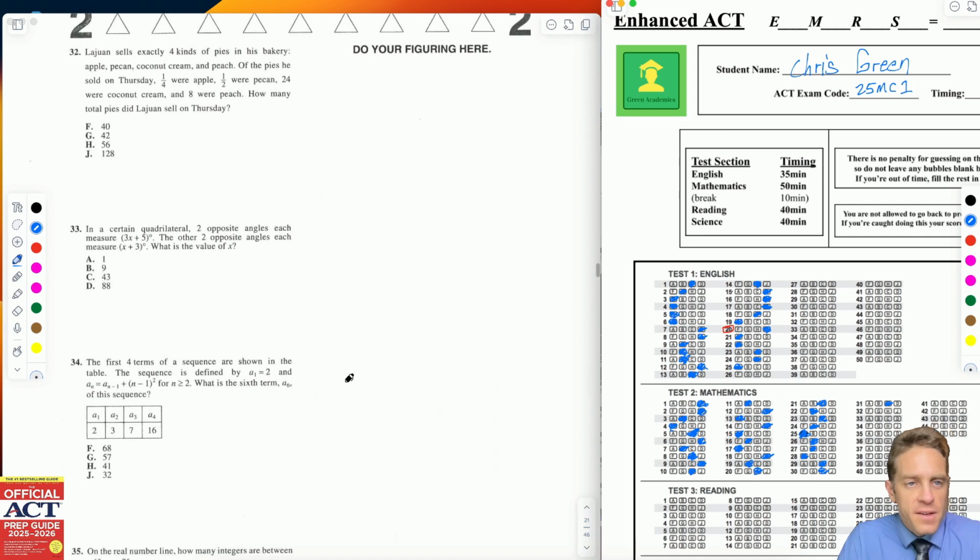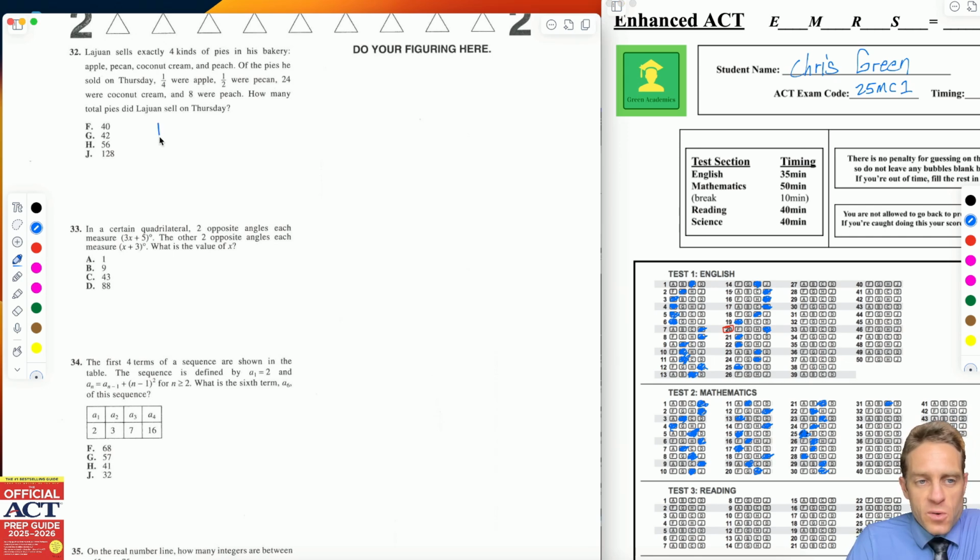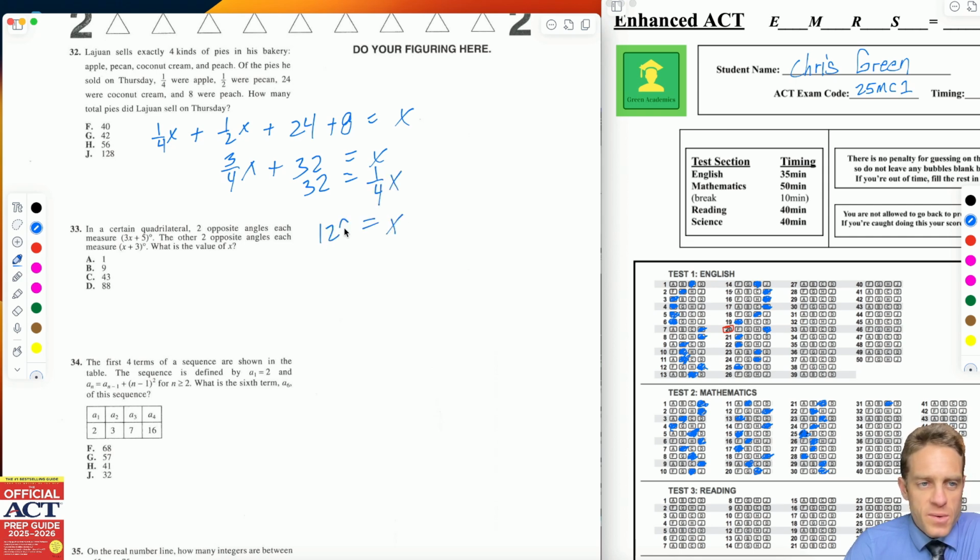Lejeune sells exactly 4 kinds of pies in his bakery: apple, pecan, coconut cream, and peach. Of the pies he sold on Thursday, a quarter were apple, half were pecan, 24 were coconut cream, and 8 were peach. But those have to add up to the total. So a quarter x plus a half x plus 24 plus 8 is x, the total. A quarter and a half makes 3/4, plus 32 being the total, which leaves you with 32 being a quarter of x. So x is 128.